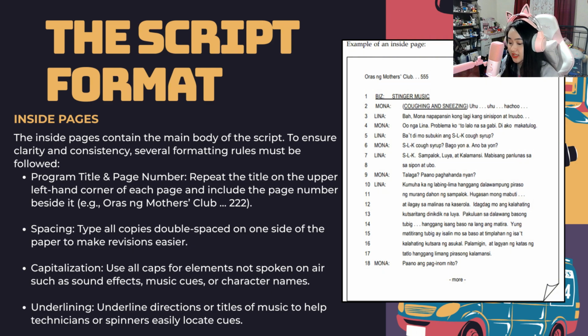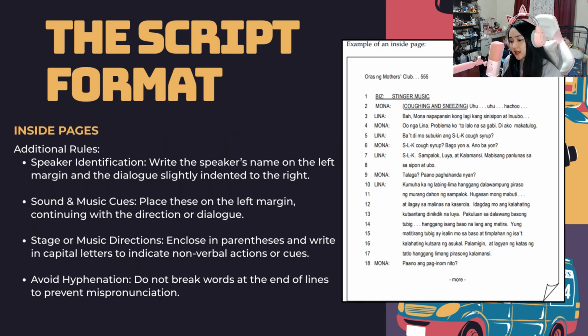Type in capital letters everything that is not meant to be spoken on air, such as directions for sound effects, music cues, or character names, and underline directions for or titles of music. This helps the technician or spinner quickly locate music or sound effect cues during broadcast. Now, as for the additional formatting mechanics, we have speaker identification. Write the names of the speakers on the left margin, then begin the corresponding dialogue slightly to the right on the same line. Sound and music cues.